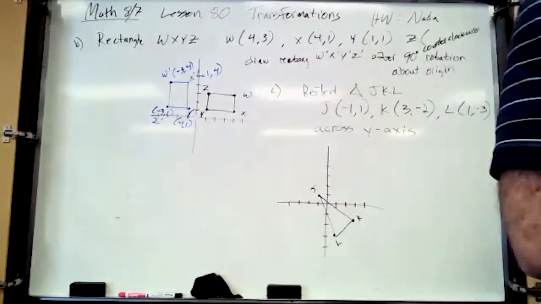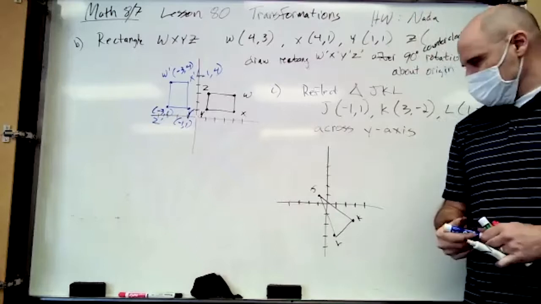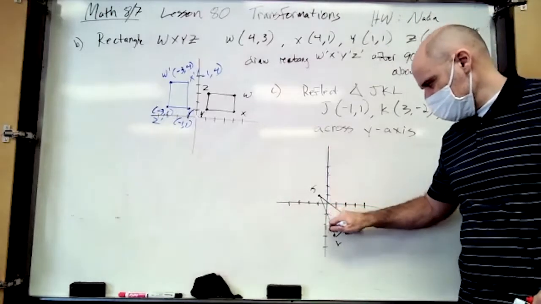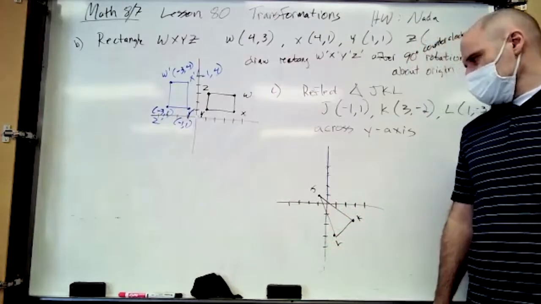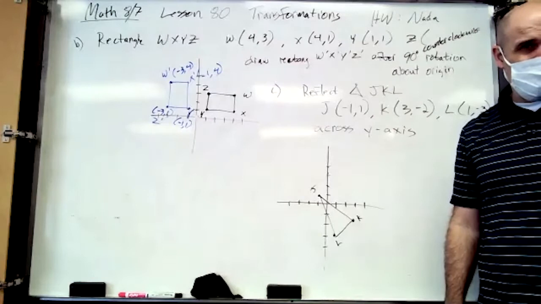Now we're going to reflect it across the Y-axis. So everything on the left of the axis is going to go the same distance to the right of the axis. And everything on the right of the axis is going to go the same distance to the left of the axis. Okay, so where are we going to put J prime? So this is our axis of reflection there. So where's J prime go? Can you see the point?